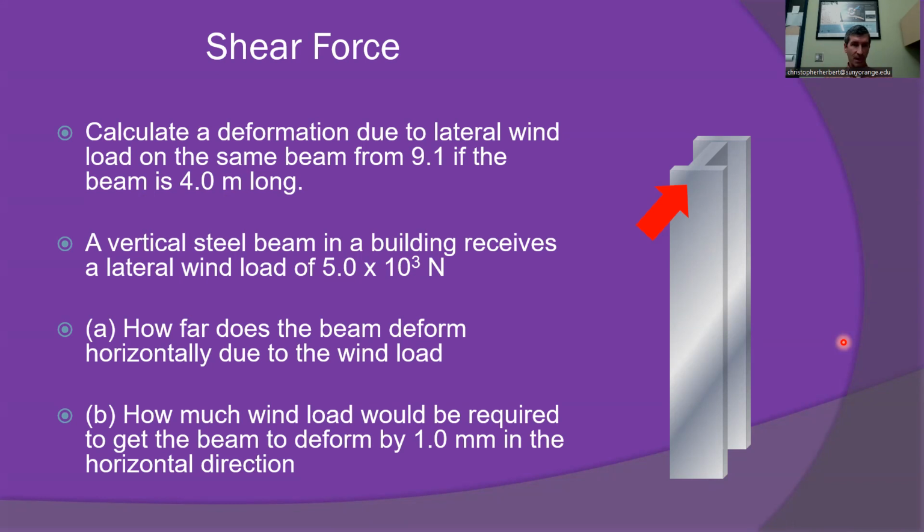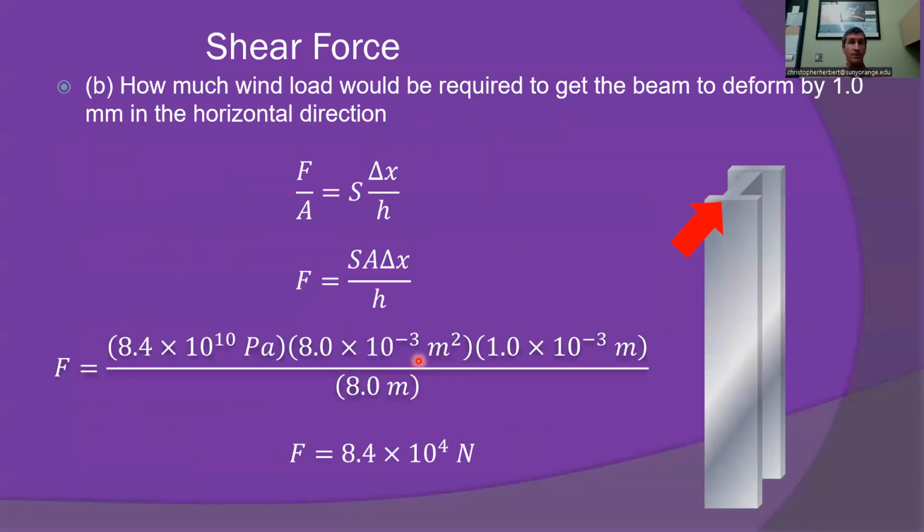9.1 was the previous case, if the beam were 4 meters long. So a vertical steel beam in a building receives a lateral wind load of 5,000 newtons. How far does a beam deform horizontally due to the wind load if we assume that we are only getting the shear strain happening? And how much wind load would be required to get a beam to deform by 1 millimeter in the horizontal direction?